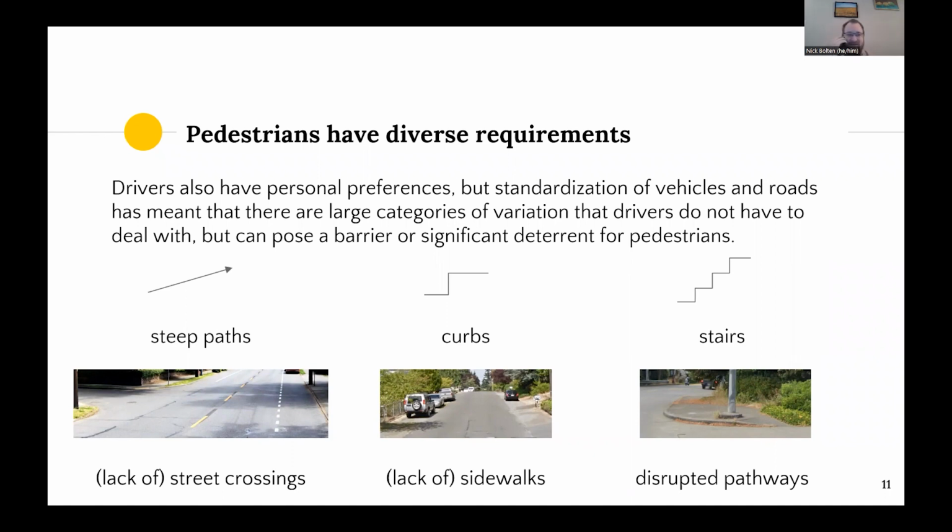This is things like steep paths, raised curbs, stairways, a lack of infrastructure like marked places that are protected for crossing the street, or a lack of sidewalks. In addition, many pathways are often disrupted by a variety of things. It could be trees, or in this image, a pole that actually divides the path into at least two much narrower pieces that might pose a barrier to a lot of people. Next slide, please.